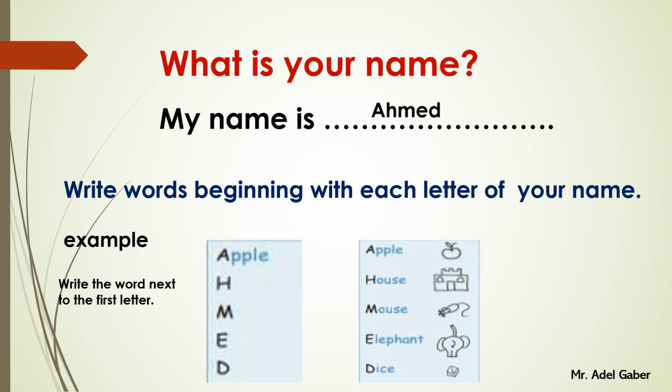A, apple. H, house. M, mouse. E, elephant. D, dice. Now, think of words that go with the letters of your name. Write them and send them to me.